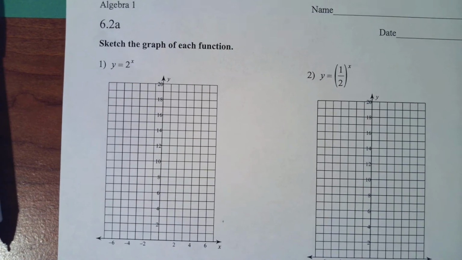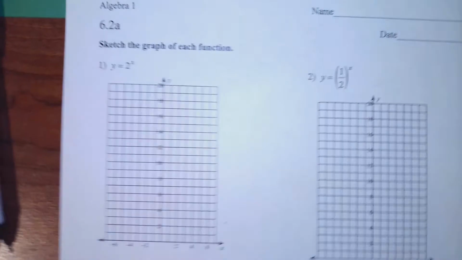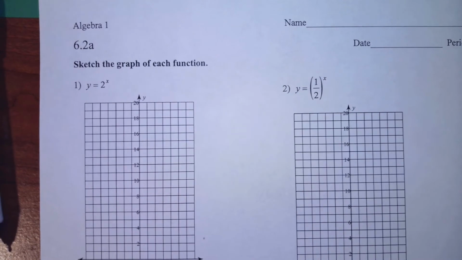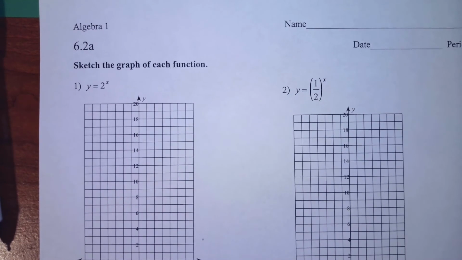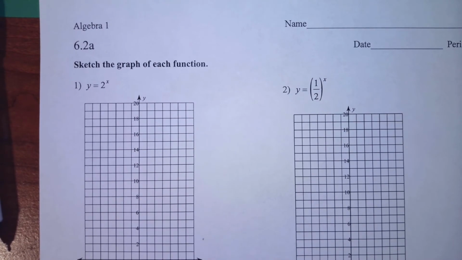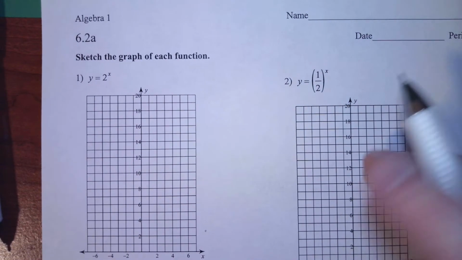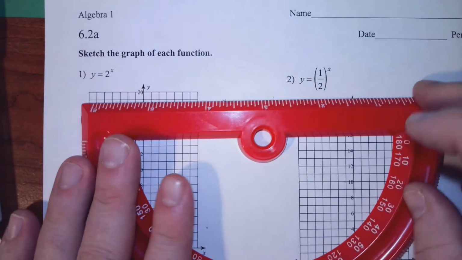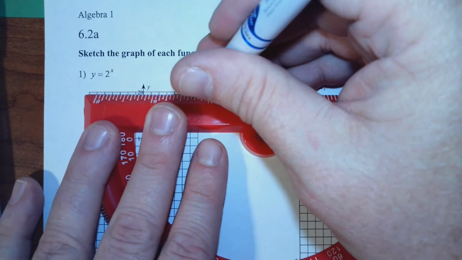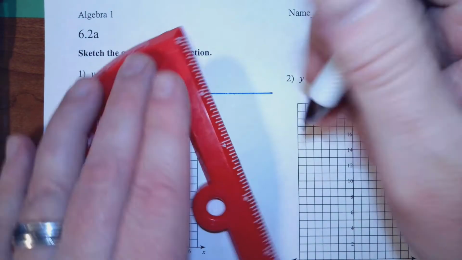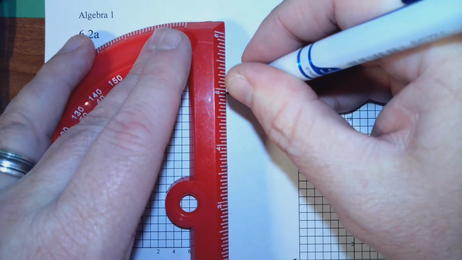Here is the worksheet. And we will get started on this. So sketch the graph of each function. Okay, we're going to use t-tables to look at this. And so I'm going to get that started here. Just get a nice t-table. I'm going to do a double T so you can kind of see what I'm putting in my calculator.